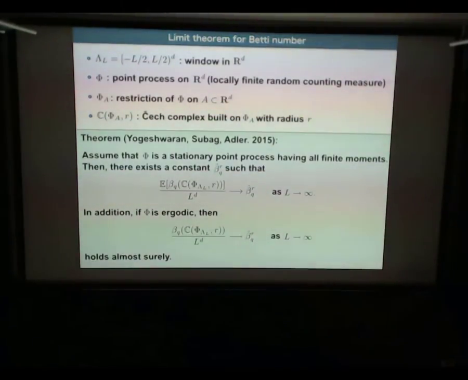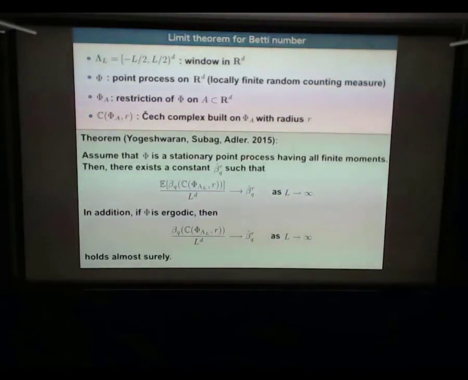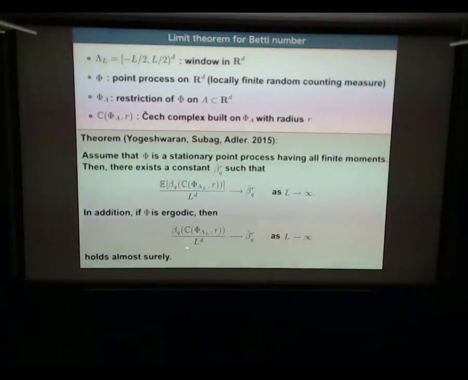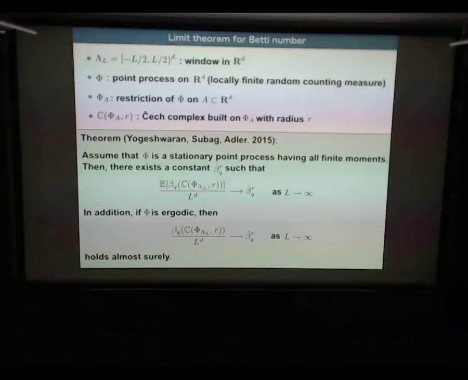Then they prove the following. Assume that phi is a stationary point process having all finite moments with some mild condition, then there exists a constant beta hat such that the expected Betti number of our model normalized by the volume converges to this constant as the system size L goes to infinity. And in addition, if phi is ergodic, then this, as a random variable, converges to the same constant almost surely.